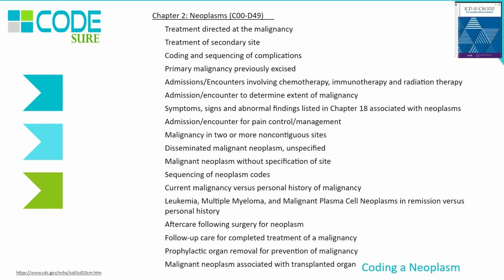Listed here is the table of contents of Chapter 2, Neoplasms. Since we're using the CDC Browser Tool, we don't really see the table of contents initially, so I thought it would be helpful for you to understand how the codes are divided by topic before we move forward finding our codes with the CDC Browser Tool.